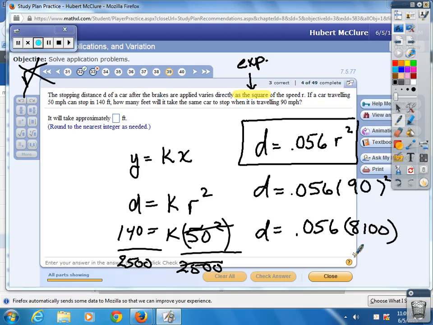10% is move the decimal, drop a 0: 810 feet. If 10% is 810 feet, what's 5%? 405, so the answer's going to be around 405 feet. But I don't care about the answer, I want you to think about that for a minute.